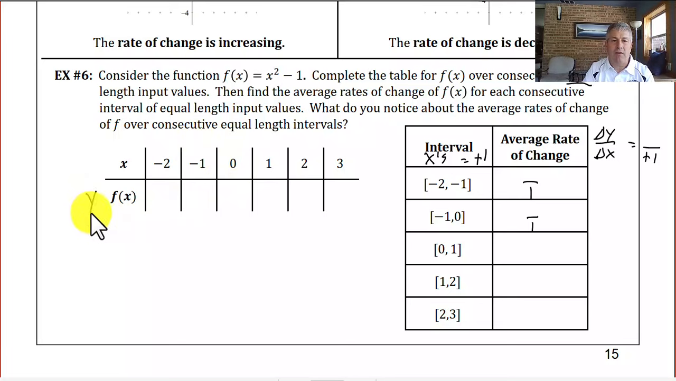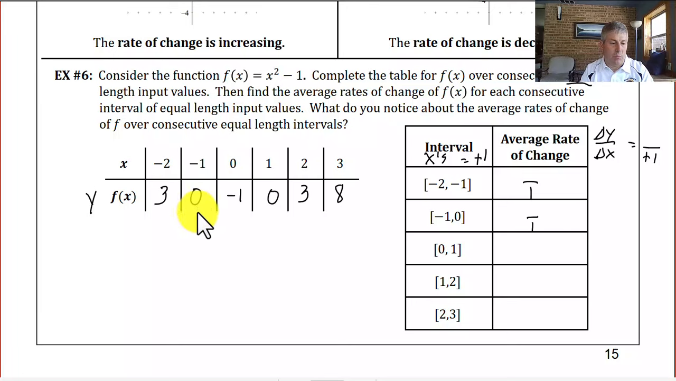So we need to find our y values here. When we input -2 into our function, we get -2 squared, which is 4 minus 1. We get 3. When we put -1 in, -1 quantity squared is 1 minus 1 is 0. We put 0 in, we get -1. We put 1 in for x, we get 0. We put 2 in for x, we get 4 minus 1 is 3. We put 3 in and we get 8. So what's our average rate of change?